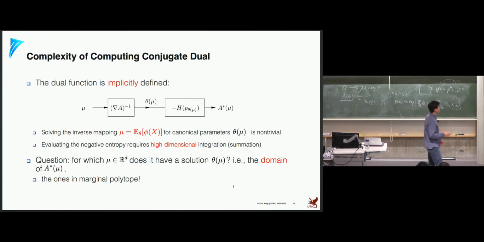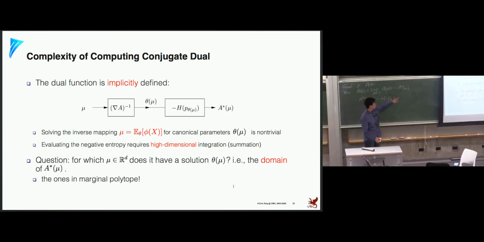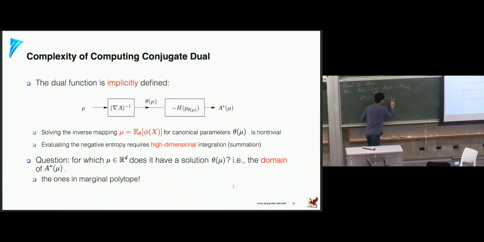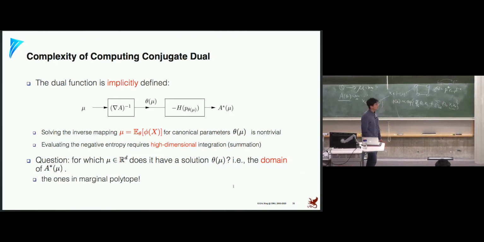As I said, evaluating this is essentially trying to get the canonical parameter supported by this mean parameter. So we go through that by the mean of sufficient statistics mapping. And then once we get this canonical parameter supported by this mu, we can plug this into the negative entropy and then evaluate this dual function.